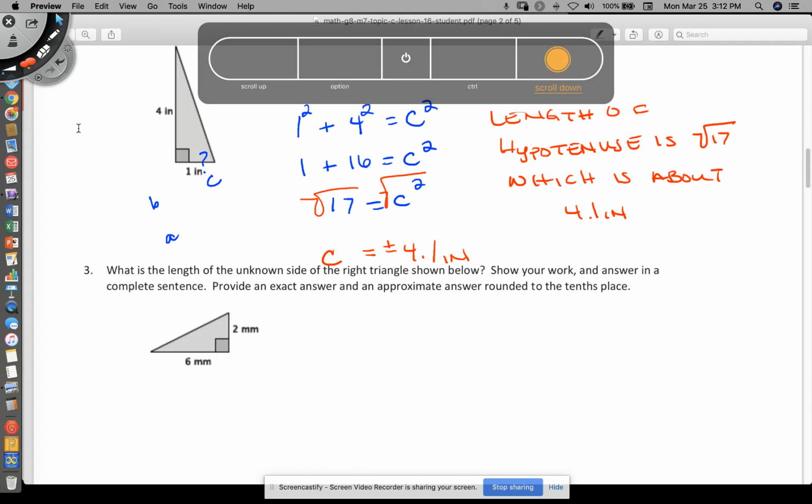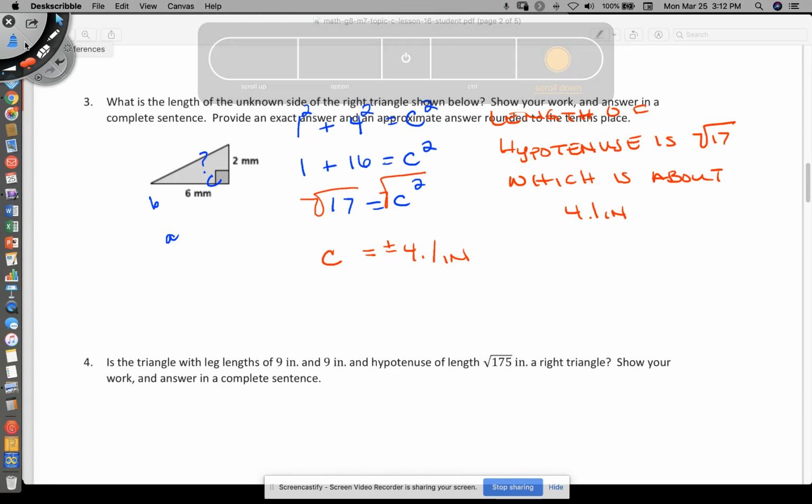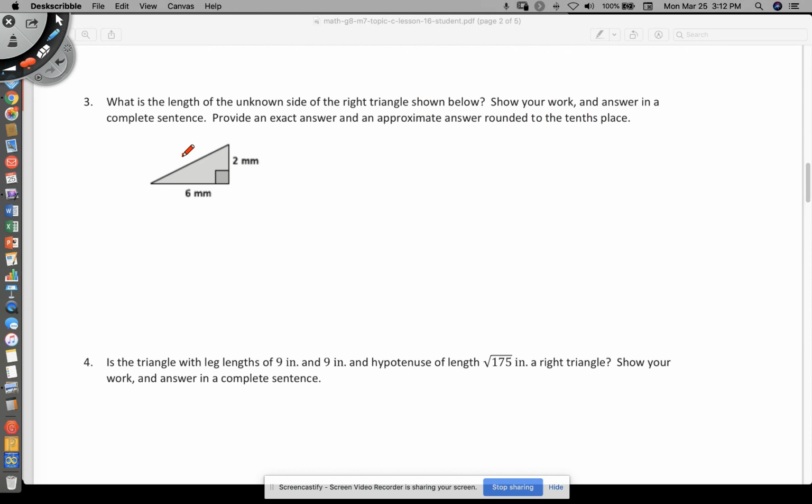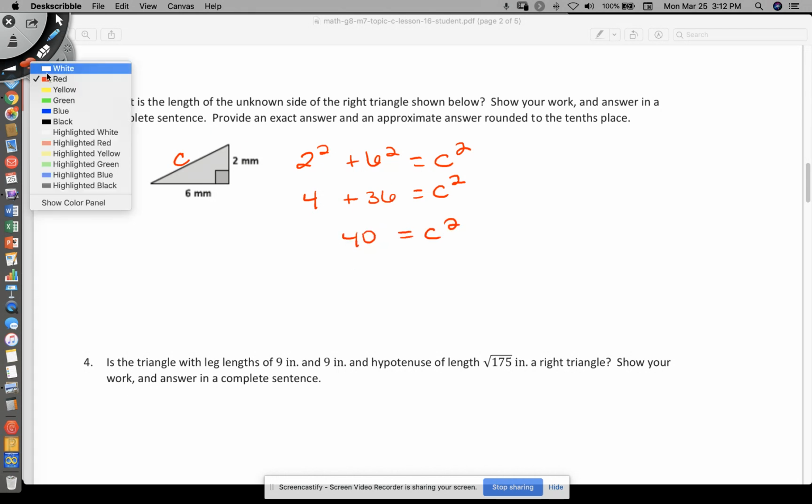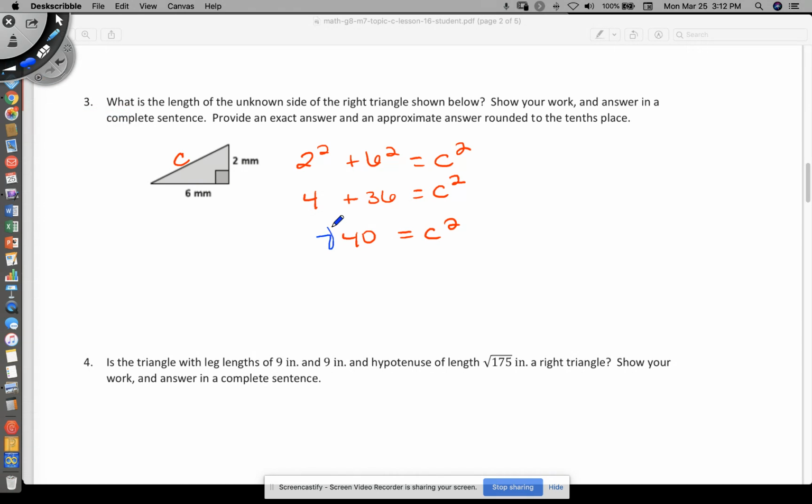Let's look at number 3. So if you see 3 also has 2 legs and we're missing the C. We're missing the hypotenuse. We have 2 squared plus 6 squared equals C squared. 2 squared gives me 4. 6 squared gives me 36 equals C squared. All right, so 4 plus 36 is going to give me 40 equals C squared. Now I'm going to take the square root. I'm going to square root 40 and square root C squared. And that'll give me just plain C.